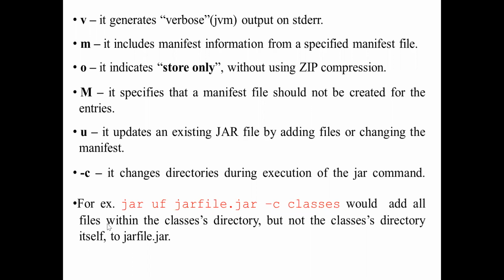For example, I can use this option with the jar file: jar uf is an option, and the jar file dot jar, it is a manifest file. We can use -C classes, which means we change the directory during the execution of the jar command. So this is an example. We can put all the files within the classes directory, but not the classes directory itself, using the jar file dot jar.